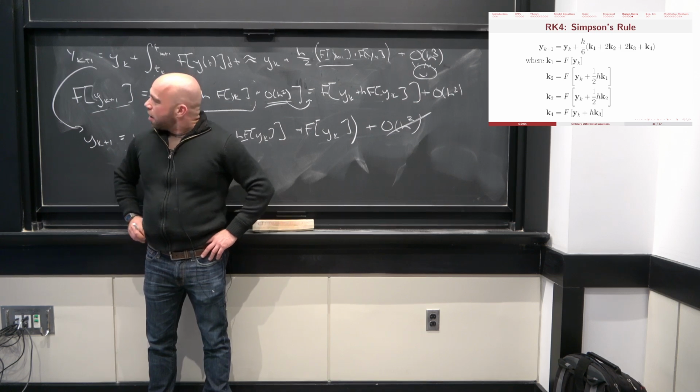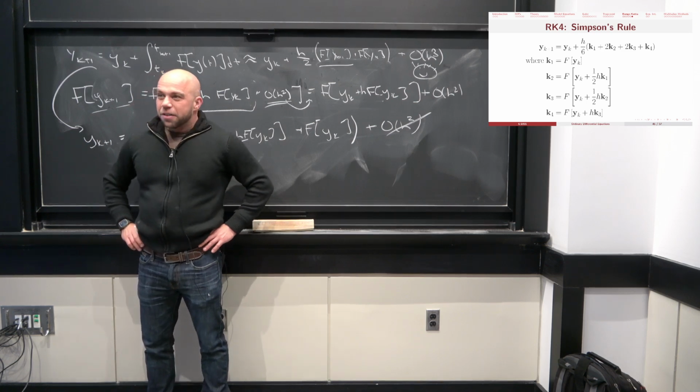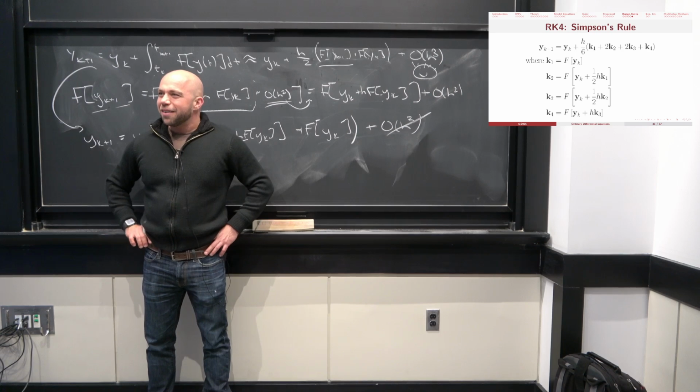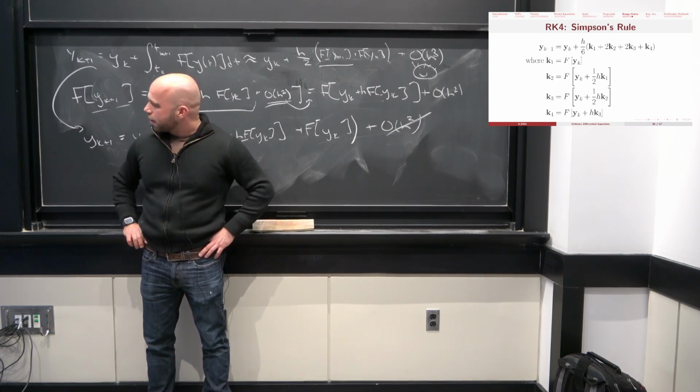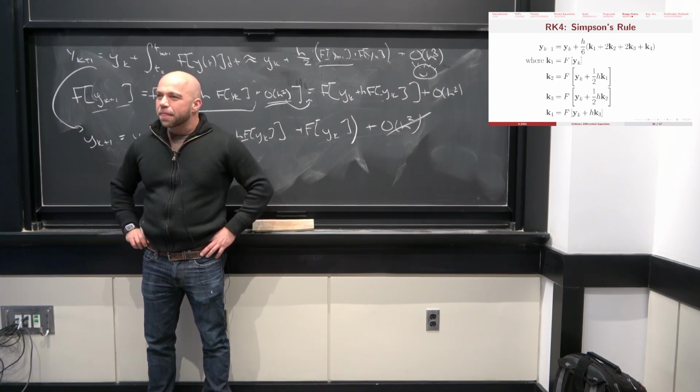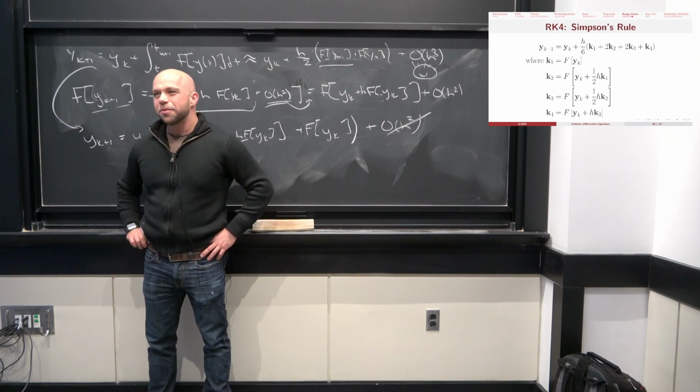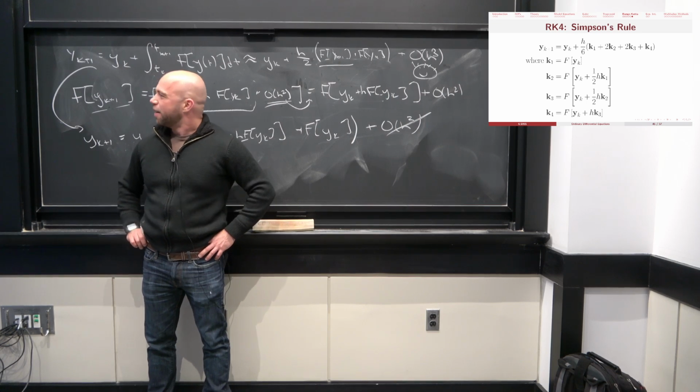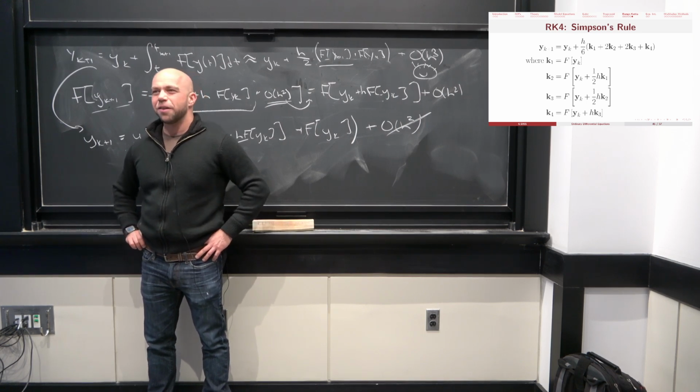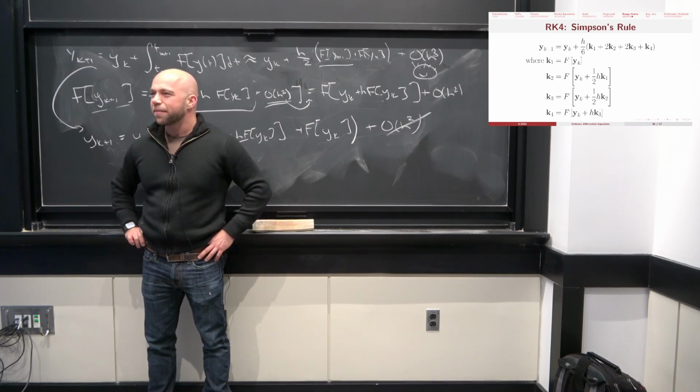Okay. RK4, I think, is generally regarded to be the good default explicit integrator. It's got 4th order accuracy, which is good, and it's explicit, so it's pretty easy to implement. And so I think this is usually the default option in a lot of software. Okay.